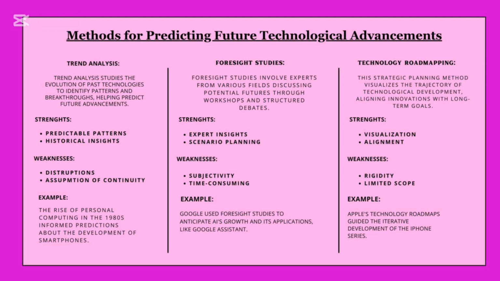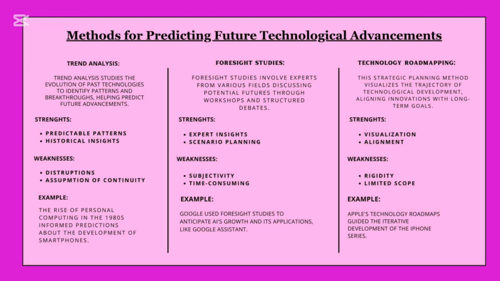Trend analysis. Trend analysis is a method that examines the historical evolution of technologies to identify recurring patterns and significant breakthroughs. By analyzing past data, researchers and analysts can forecast future technological advancements based on established trajectories. This method is particularly useful for recognizing predictable patterns in technology adoption and development cycles.